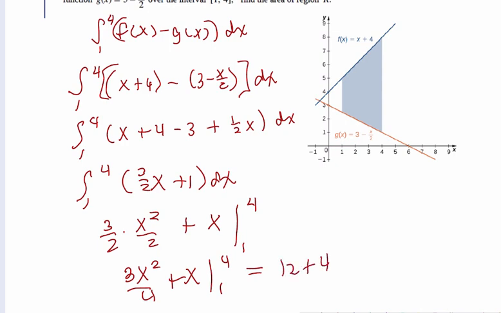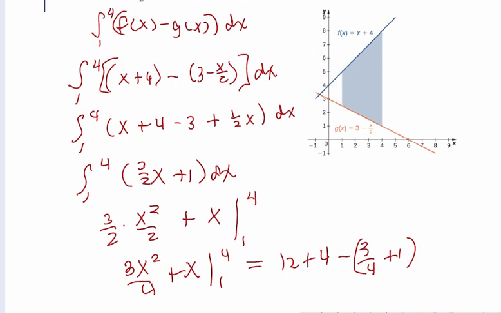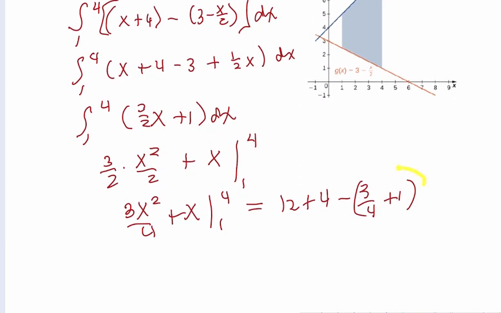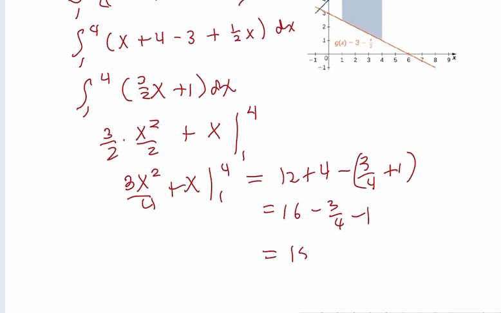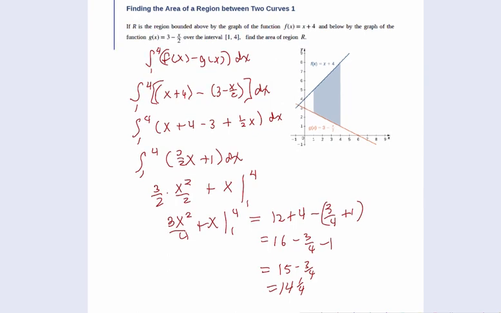Now we're going to plug in 1: minus (3/4 plus 1). Make sure that you are subtracting the entire thing. So you'll notice I put a parenthesis around those to remind you that we are going to subtract that. So it's going to be 16 minus 3/4 minus 1, which is 15 minus 3/4, or 14 1/4. So that's how we find the region between two curves.